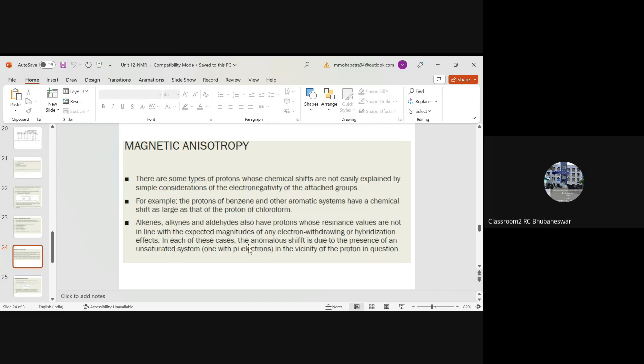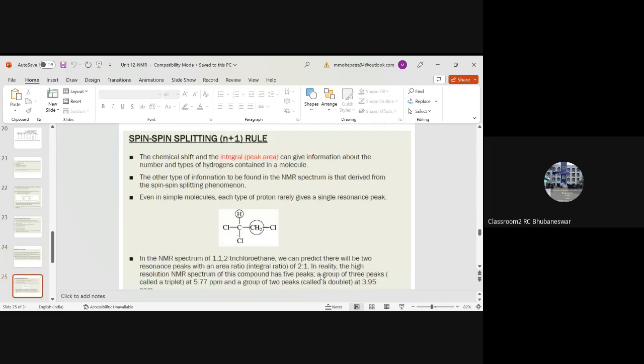In each of these cases, the anomalous shift is due to the presence of an unsaturated system, one with pi electrons in the vicinity of the proton in question. It means for the proton whose signal you want to observe, suppose HA, you have to see whether it is near any unsaturated system or any other functional group. So it also will get affected, and the spectra also will get affected by that.